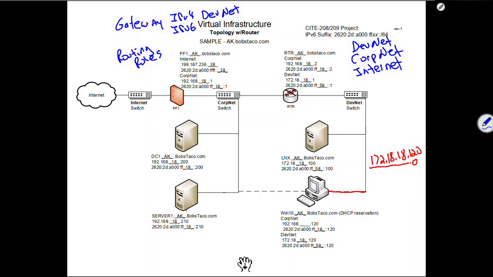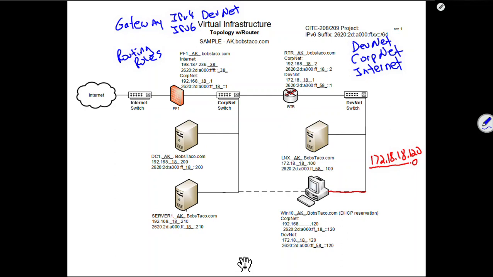If we enabled router advertisements, and I'm purposefully not enabling router advertisements because I want this to be the cementing moment of how routing works, where you've got this and you've got it rock solid. If we just turn on router advertisements, then routers learn about each other. PF1 learns about RTR and RTR tells it about DevNet and we're done. But I don't want that.